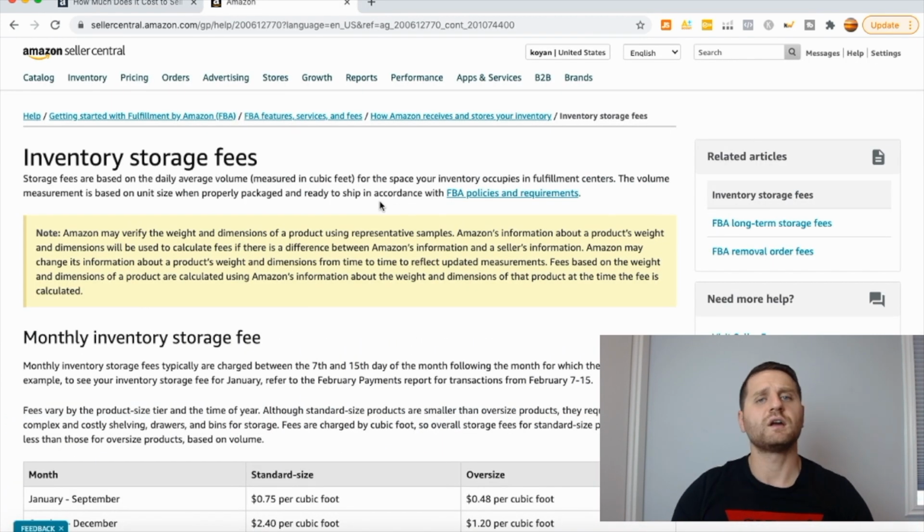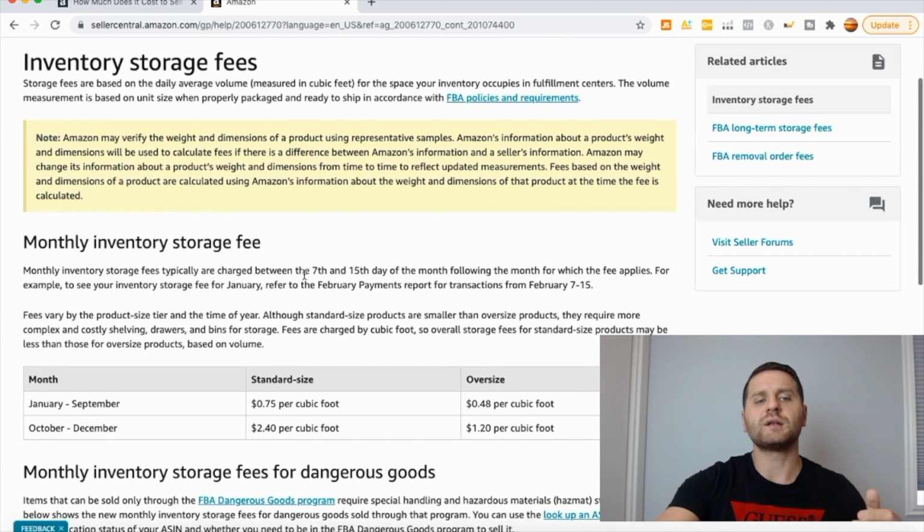Now let's take a look in depth at the Amazon storage fees, because this is very important. You're going to get a monthly inventory storage fee, which Amazon will take directly off of your account, so you want to consider it. Over here it says the monthly inventory storage fees typically are charged between the 7th and 15th day of the month following the month for which the fee applies. For example, to see your inventory storage fee for January, refer to the February payments report for transactions from February 7 to 15.